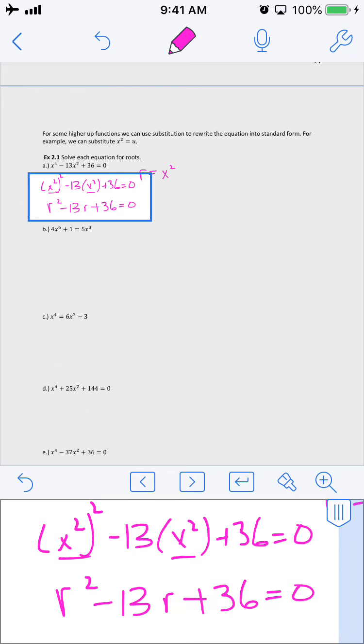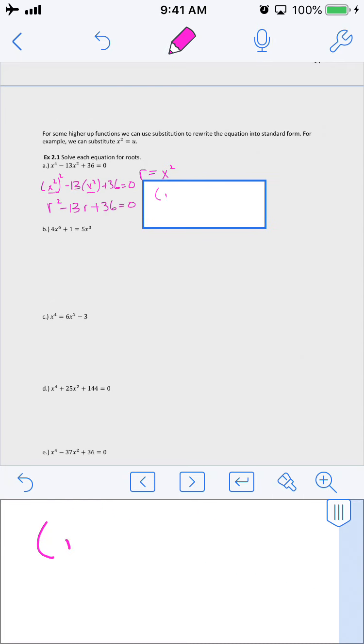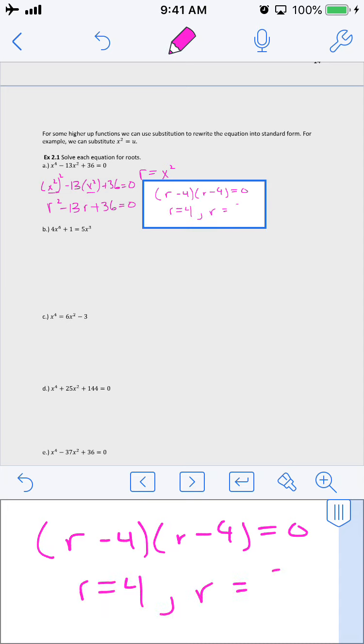Now that I could solve. That I know how to solve. That we've been solving for months now. So I'm going to quickly factor that because I can. R minus 4 and R minus 9. And so R is equal to 4, or R is equal to 9.